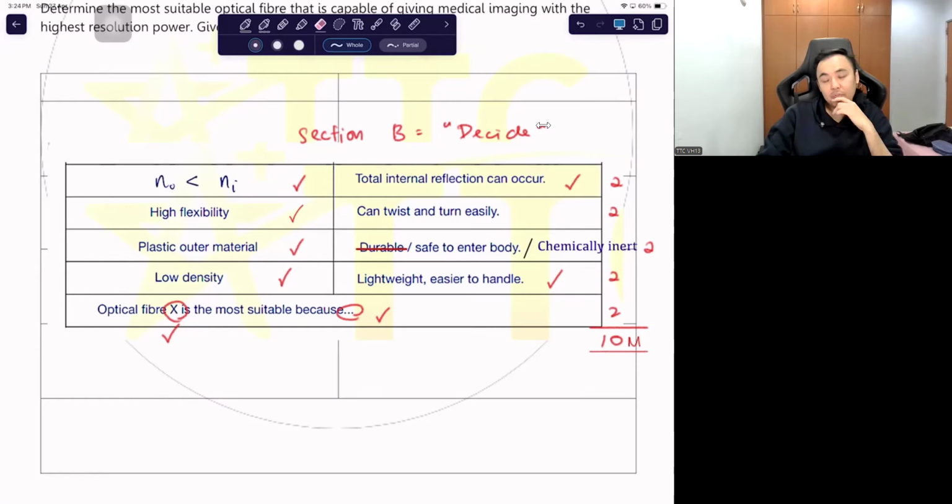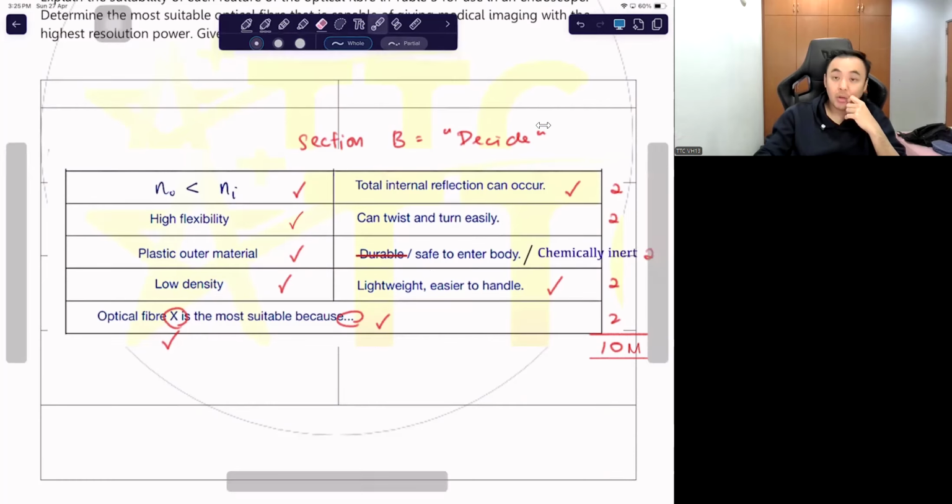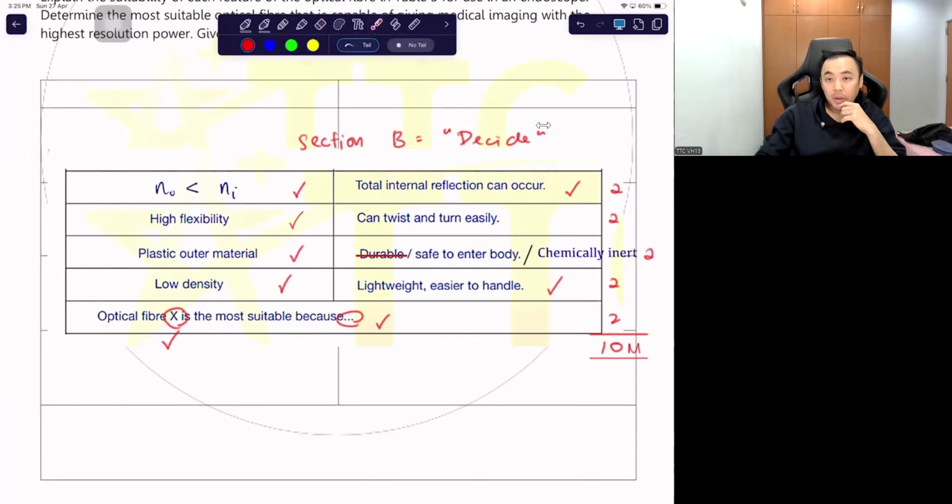Are you done for this? Oh, conclusion, you can write the full. You can write like this also, or you can write the full sentence also can.